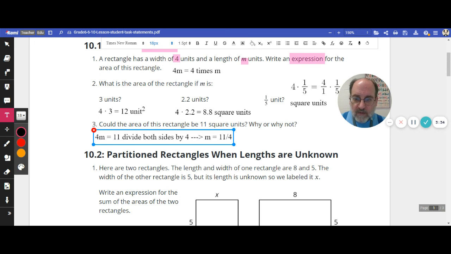4 on the bottom. So could the area be 11/4? Could the area of the rectangle be 11 square units? Yes, if m equals 11/4. It's a big yes right there.